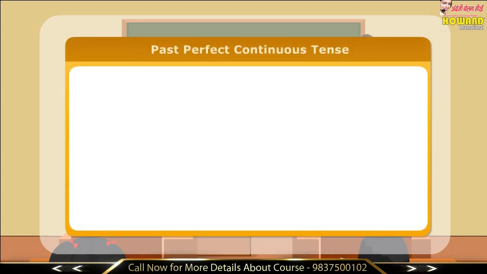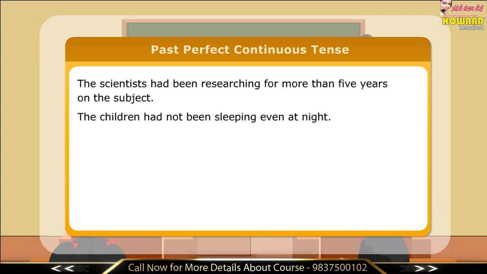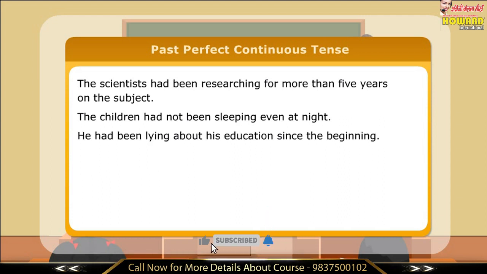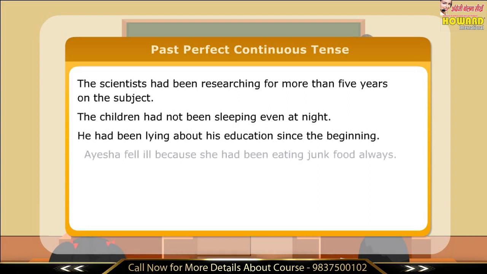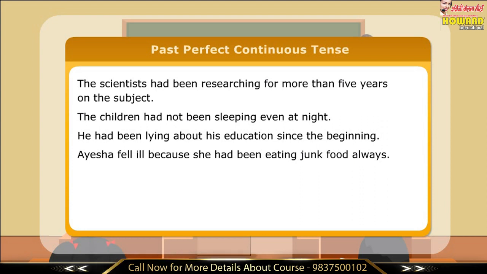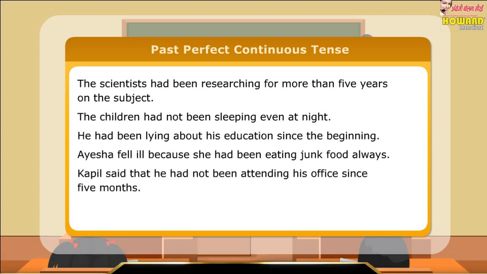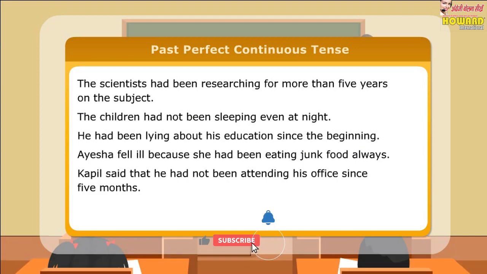Here are a few more sentences with verbs in the past perfect continuous tense. The scientists had been researching for more than 5 years on the subject. The children had not been sleeping even at night. He had been lying about his education since the beginning. Aisha fell ill because she had been eating junk food always. Kapil said that he had not been attending his office since 5 months.